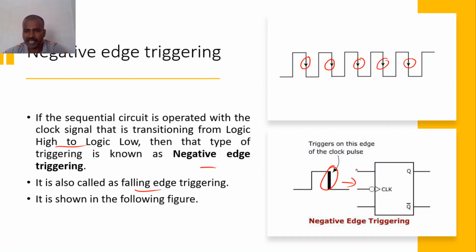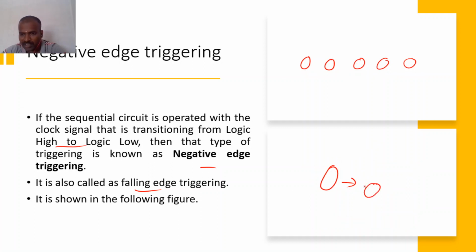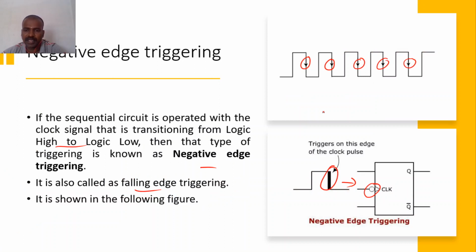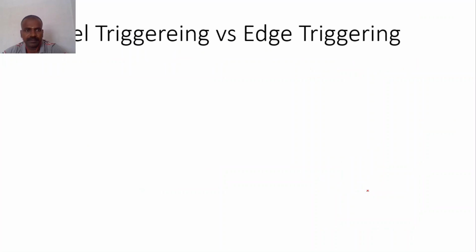Negative edge triggering means a bubble symbol will be there. That is very important. See the previous one: there is no bubble, which means it is positive edge triggering. If there is a bubble, then it is negative edge triggering. Similarly, in level triggering, for positive level there is no bubble, and for negative level a bubble will be there.